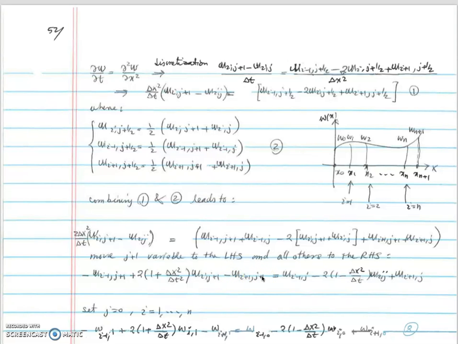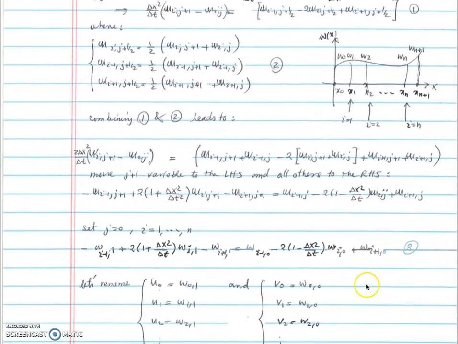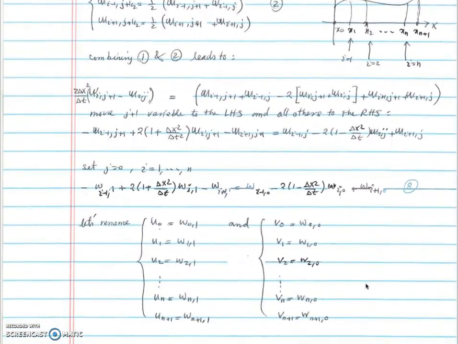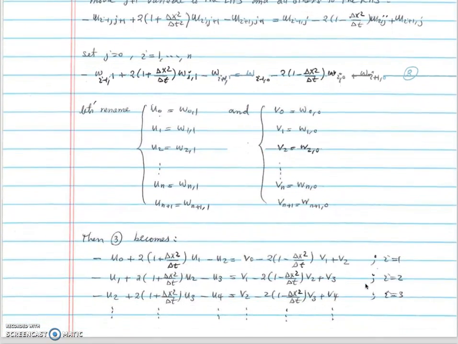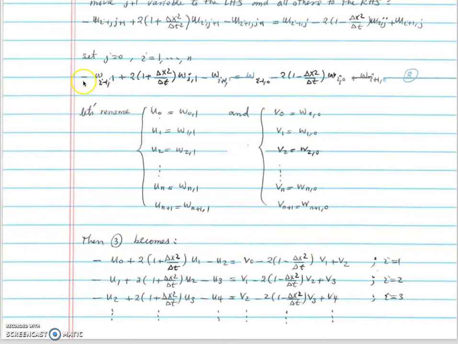So all the j plus 1 variables are on the left. You can see that. And now all the j variables on the right. Okay? So now let's plug in j equals 0. So once we plug j equal to 0, then we get something like this. So basically you just look at this and plug j equals 0.